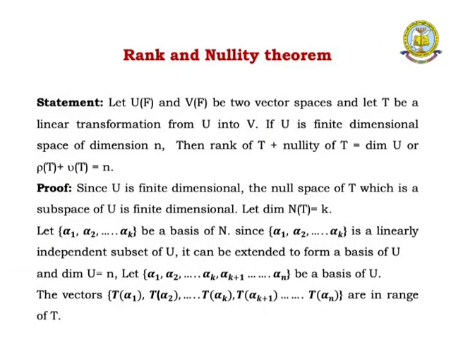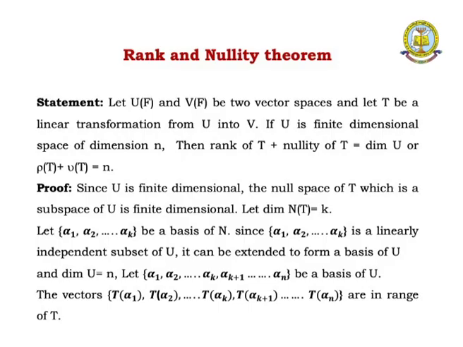Suppose T is a linear transformation from a finite dimensional vector space U into a vector space V. Then the rank and nullity theorem says that rank T plus nullity T is equal to dimension of U, or rho of T plus nu of T is n. Students, be ready with a pen and paper, and just do along with me. I will be explaining. What do you mean by a finite dimensional vector space?